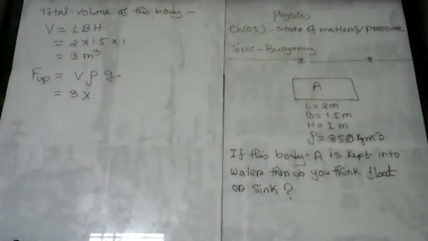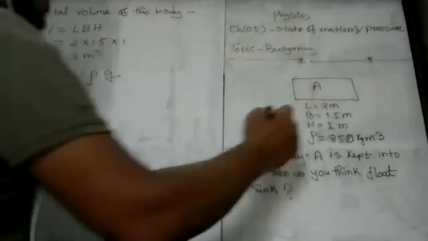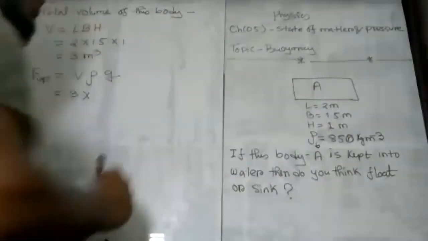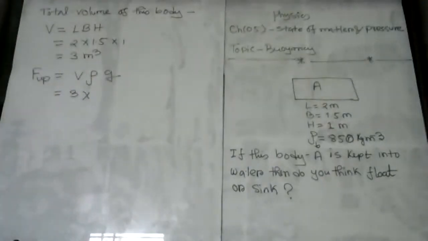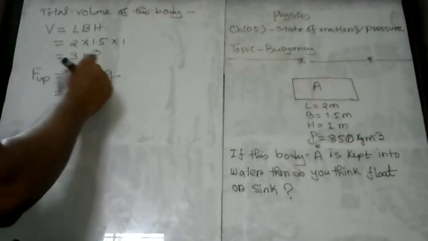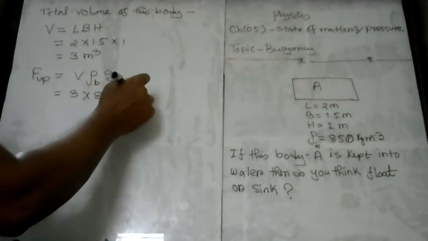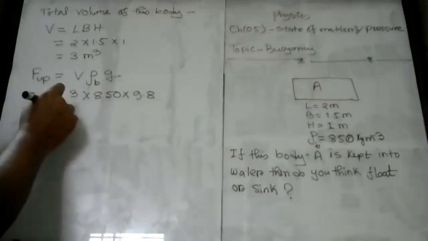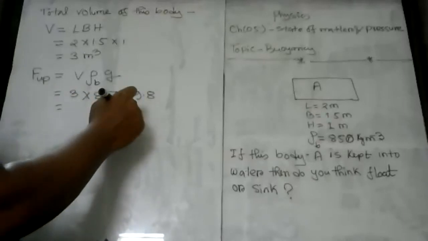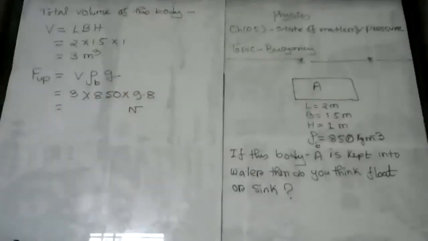And what is rho? In this particular case, rho is the density of the body. My dear student, what is rho? Rho is the density of the body. So the density of the body is nothing but 850. And G equal to 9.8. So upward thrust will equal to something Newton, my dear student. If upward thrust will equal to what? It will equal to something Newton.